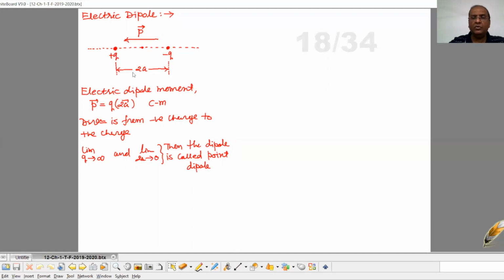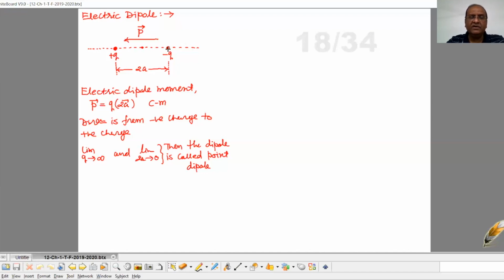Di means two poles, right? One positive, another one negative. Now, with respect to the center of the dipole, we consider positive and negative charges are at a distance A on either side, and the total distance between the two charges is represented by 2A.